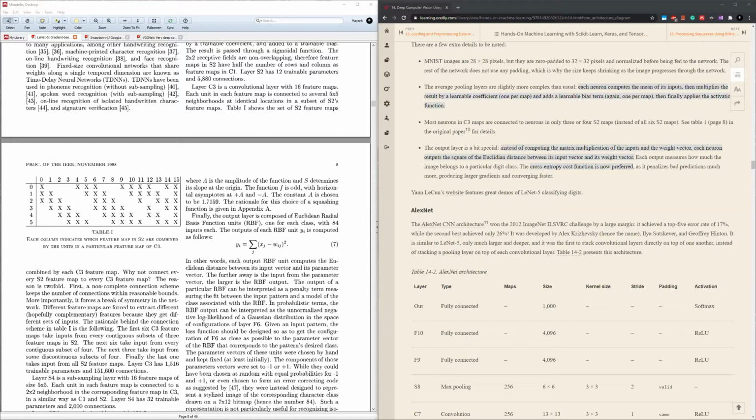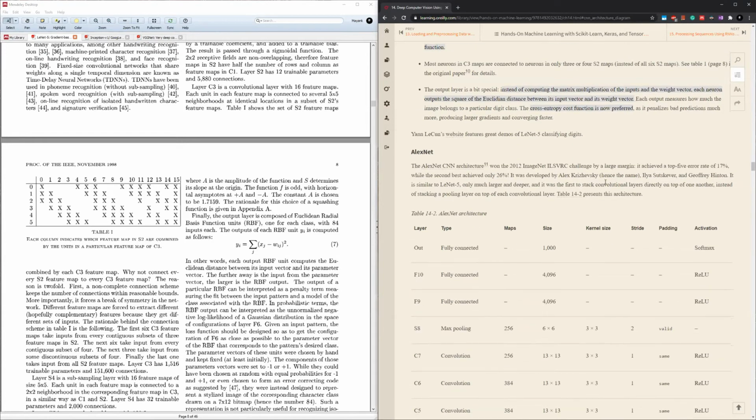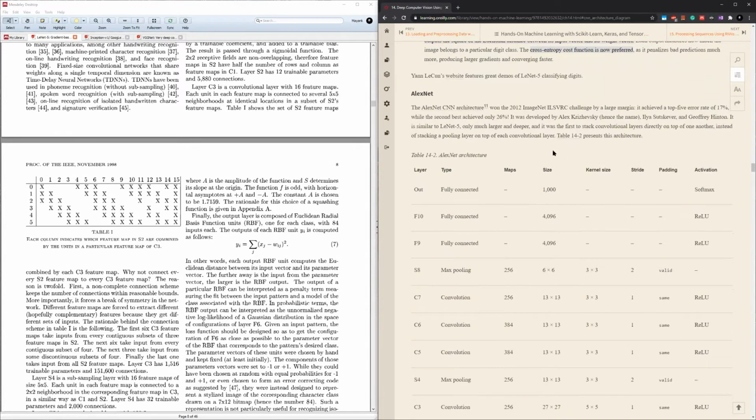And in the trivial cases of the toy examples, which we might see in the next chapters, these four layers easily work. So that was my comment on that. So let's now go to the AlexNet.